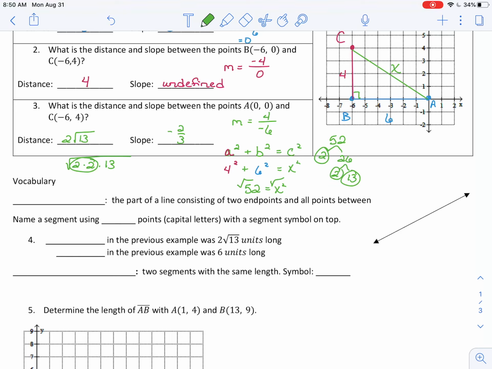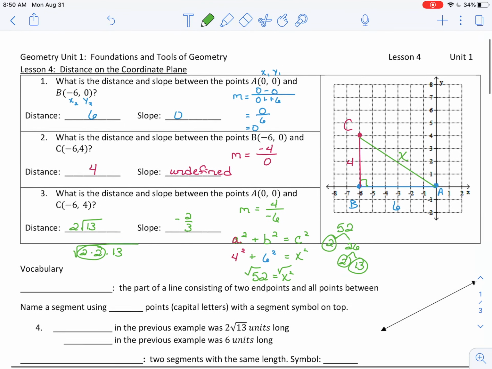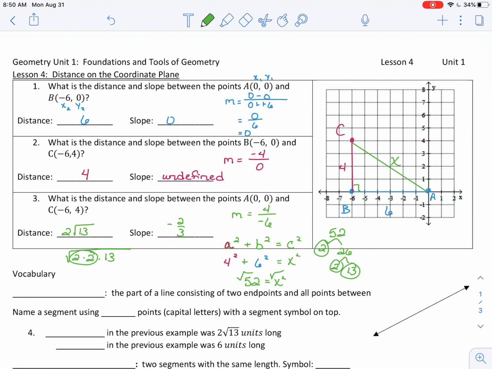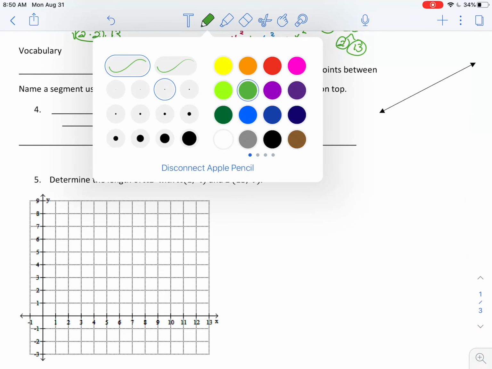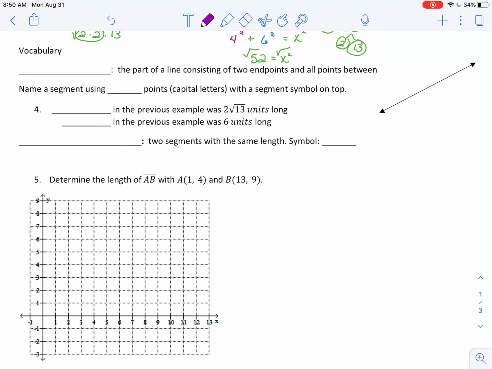That's why you can't just count that distance, because most of the time you're going to get an irrational number that doesn't turn out to be a nice pretty number like 4 or 6. So that's going to be useful when we go to find some things about line segments. So that's what this next vocabulary is. The part of a line consisting of 2 endpoints and all the points in between is a line segment.